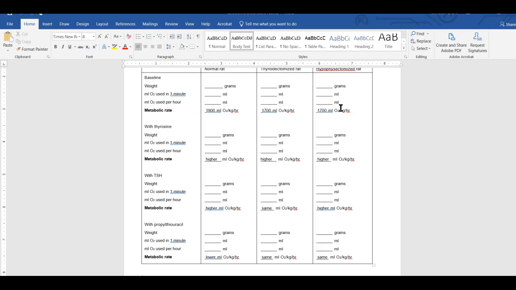And that's what you want to know for quizzes and exams: on the top line, why does the normal rat have higher metabolic rate than the other two? What are the differences between those three? And then for each injection, know what should happen to the metabolic rate and why. And that's it.